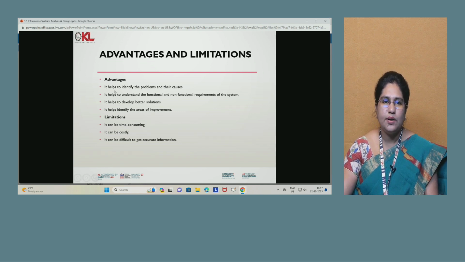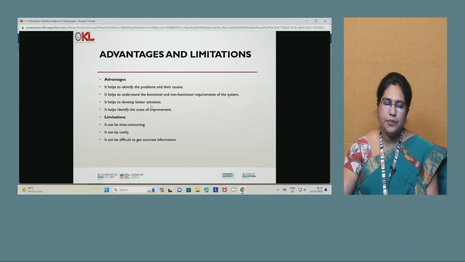Okay, so this is one advantage. It helps to understand both the functional and non-functional requirements of the system. After identifying the problem, it helps us understand both the functional and non-functional requirements, so it helps us develop a better solution. Once we understand what the functional and non-functional requirements of the particular system are, we can easily develop a better solution.